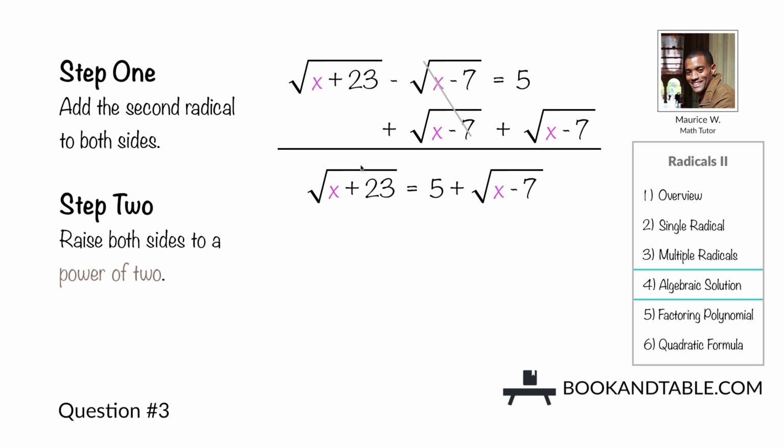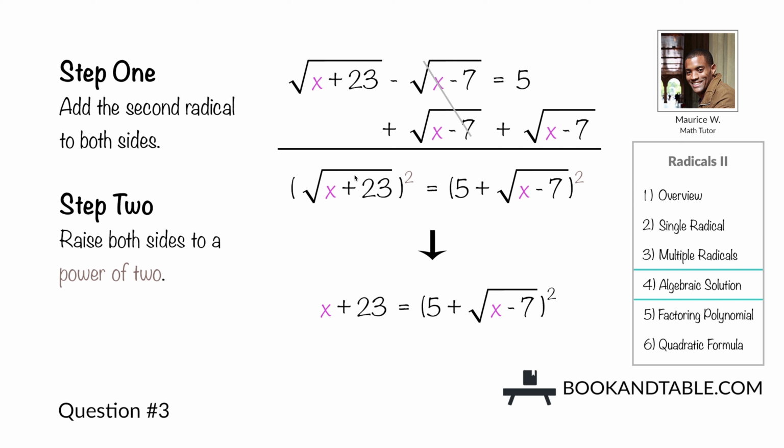So now that we've successfully isolated this first radical, to remove it, we raise both sides to a power of 2. And that leaves you with x plus 23 on the left side is equal to 5 plus the square root of x minus 7, squared, on the right side. So now we will need to use the FOIL method to expand this expression.